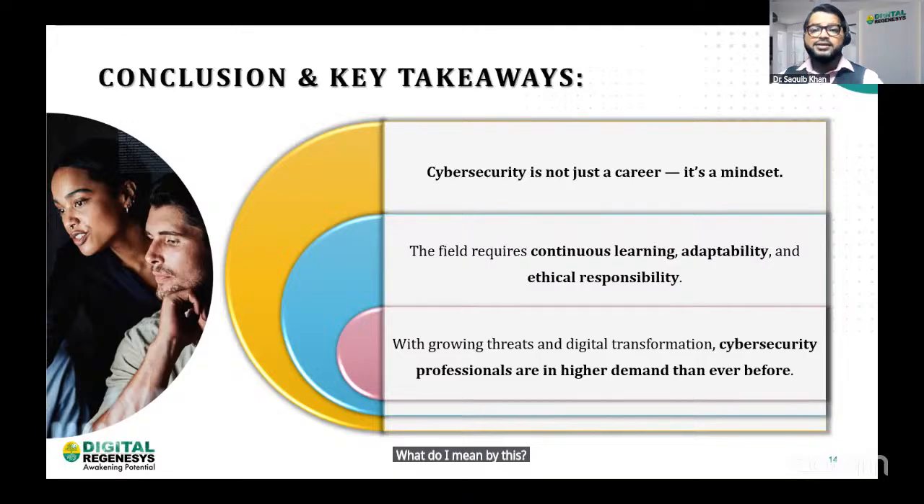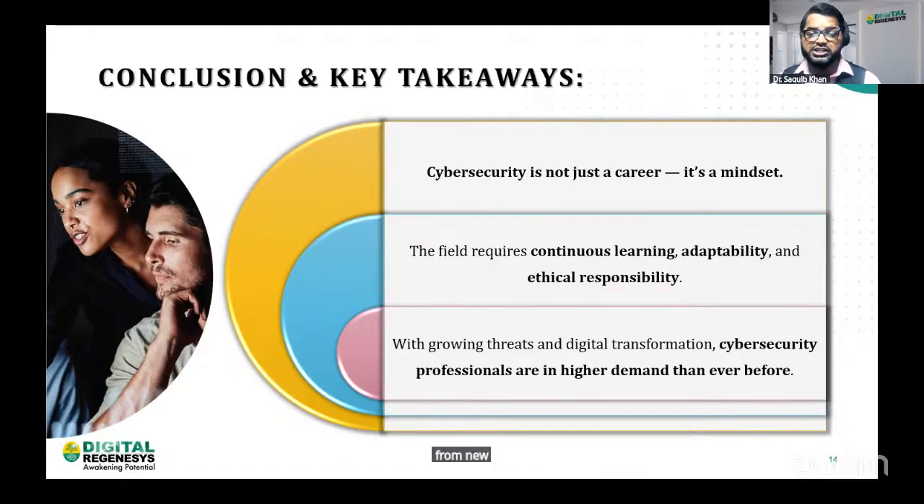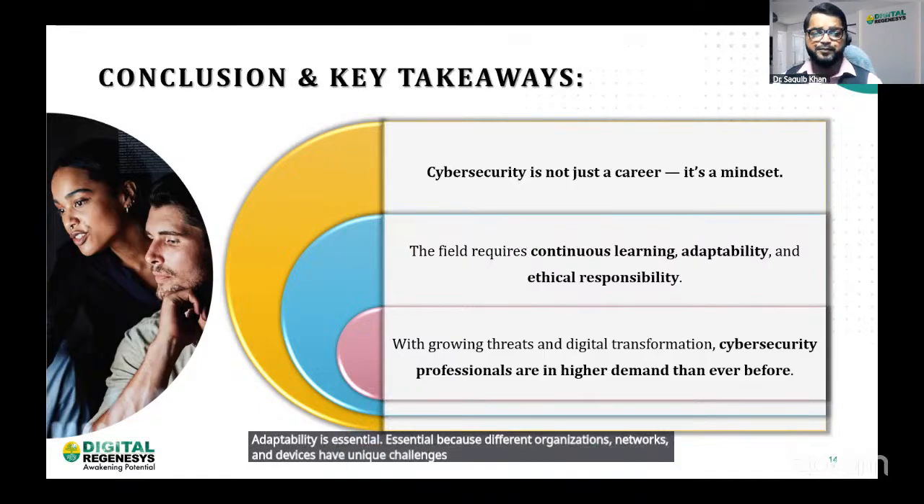I mean that cyber threats evolve constantly. You will not deny the fact that attackers are inventing new malware. They're exploiting zero-day vulnerabilities or bypassing security controls. So cybersecurity professionals must keep learning from new attack techniques and emerging cybersecurity tools. Adaptability is essential, because different organizations, networks, and devices have unique challenges, believe me.